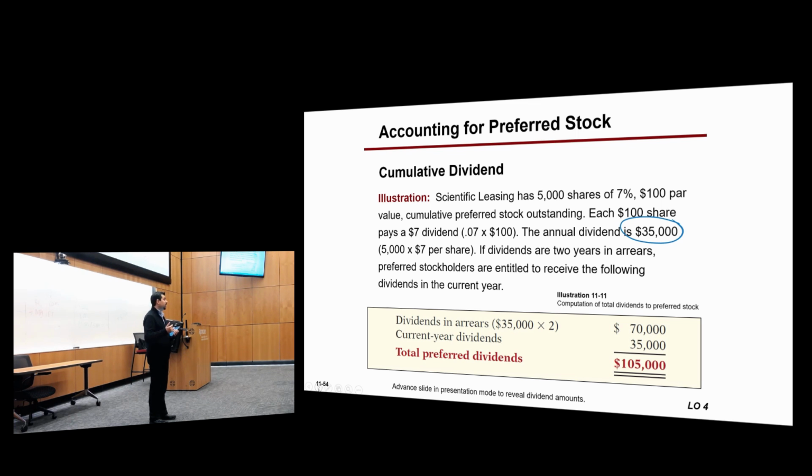So if the company this year declares $120,000 dividends and they pay $120,000 dividends, preferred stocks will get $105,000 and common stock will have $15,000. If the company pays 100,000, common stocks get 0. So that's how it works.